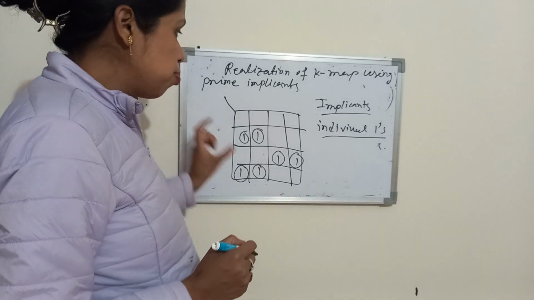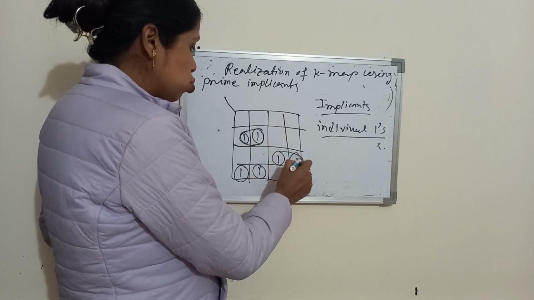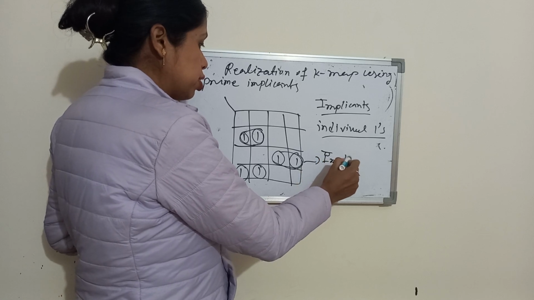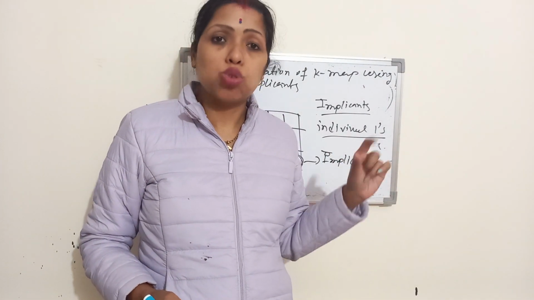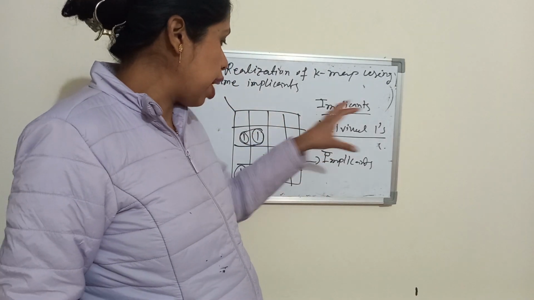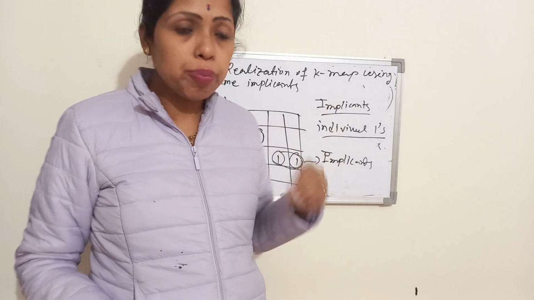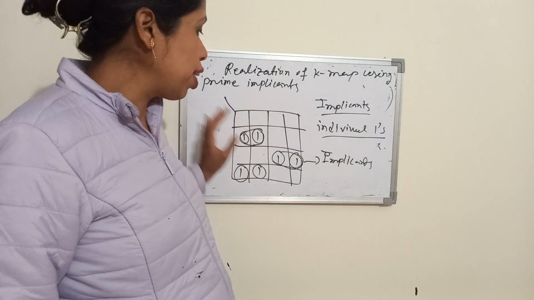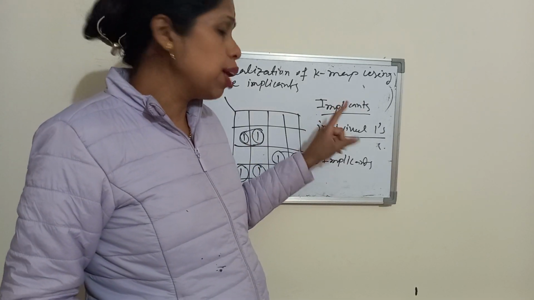Apart from the individual ones, if two ones can create a group, that is also an implicant. All other groups, either pair or quad or octal, are also implicants. Every individual one is a minterm, these are the minterms, so according to the minterms I am putting logical one in the K-map. Every individual one can be defined as an implicant.